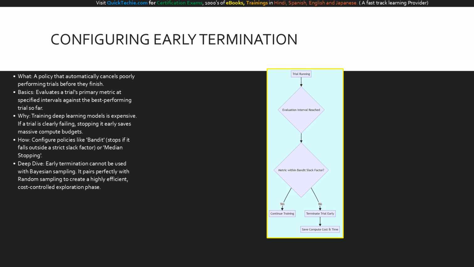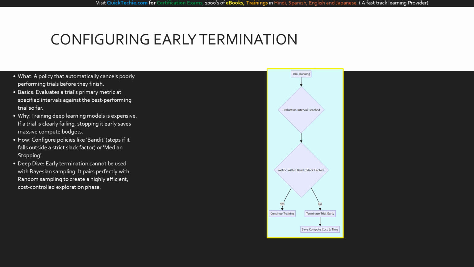If a hyperparameter combination is clearly failing halfway through, letting it finish is a total waste of your compute budget. How do we configure this? We use policies like bandit, which terminates a run if it falls outside a specific mathematical slack factor compared to the leader. Or median stopping, which kills any run performing worse than the median.